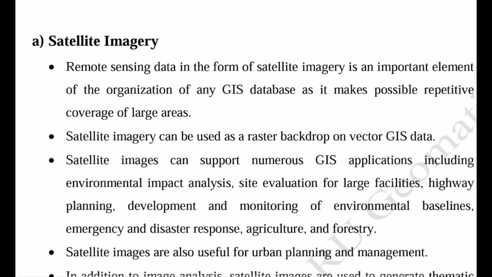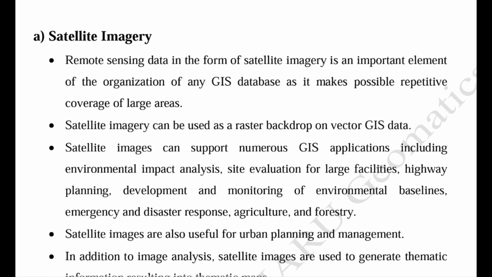So the first one is the satellite image. As we know, what are satellite images? As our earth is covered by satellites at every point, remote sensing data means that earth observation satellites cover the earth and collect data at a particular time. That data can be used in GIS for output or analysis.